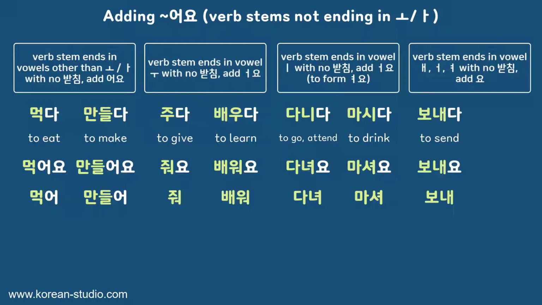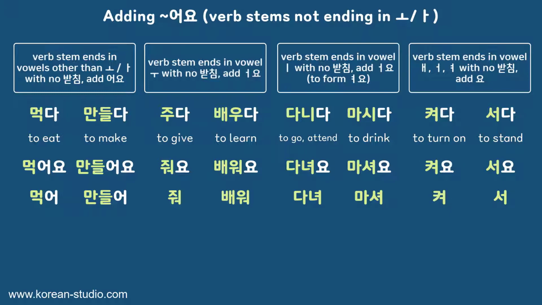So 보내다, meaning to send, becomes 보내요. 서다, meaning to stand, becomes 서요. And 켜다, meaning to turn on, as in turn on the light, becomes 켜요. So these are the key patterns to remember when adding 어요. Now, before we consider irregular patterns, one other verb we should consider is the verb 하다.